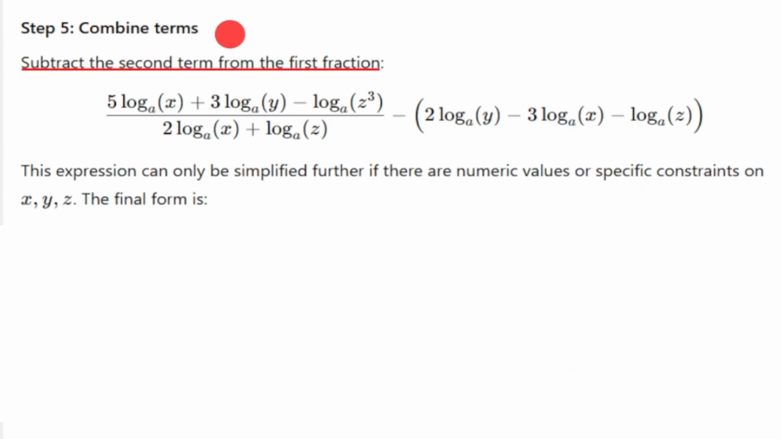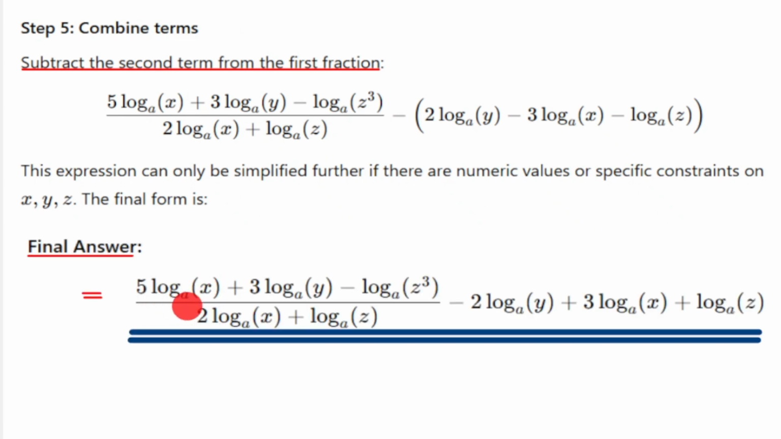When we combine the terms, we get the final answer is 5 times logarithm of x to the base a plus 3 times logarithm of y to the base a minus logarithm of z to the power of 3 to the base a over 2 times logarithm of x to the base a plus logarithm of z to the base a minus 2 logarithm of y to the base a plus 3 times logarithm of x to the base a plus logarithm of z to the base a. This expression can only be simplified further if there are numeric values or specific constraints on x, y, and z.